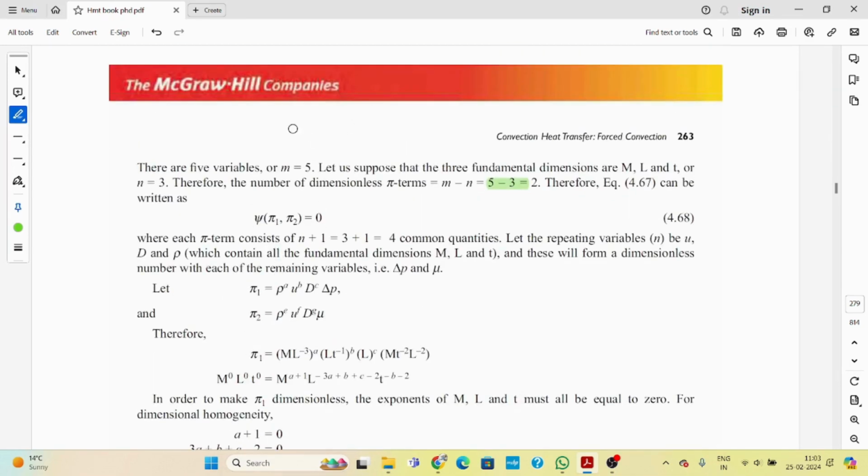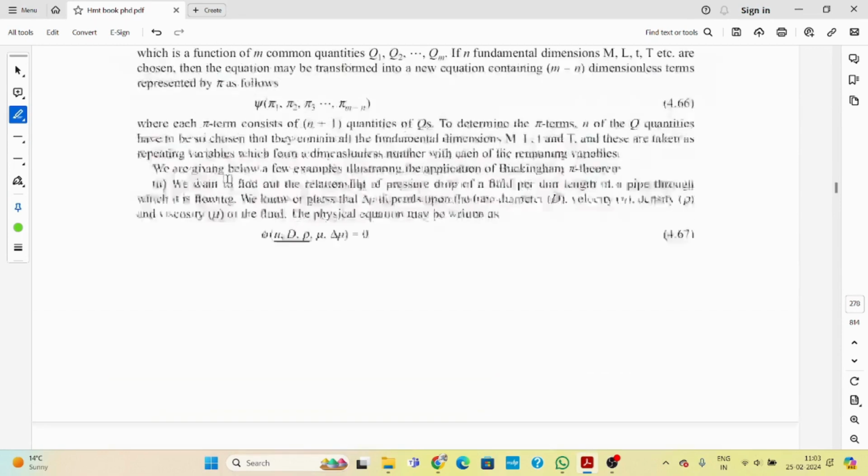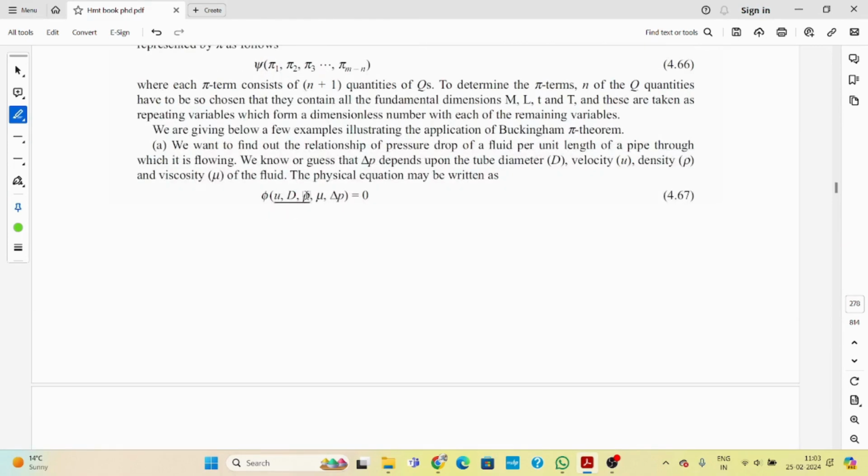So first see how many variables have been given in your equation. You can see how many variables are given: 1 2 3 4 5, and this will become n. And the fundamental variables, we know, are m. So the pi terms would be n minus m, your given variables minus the fundamental variables. This will become the pi terms.